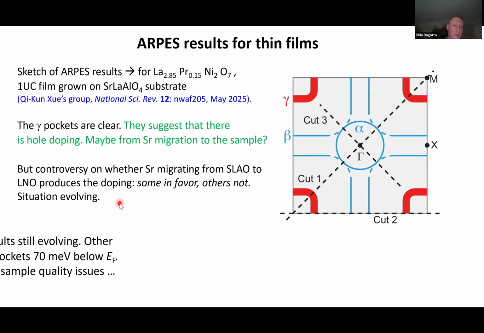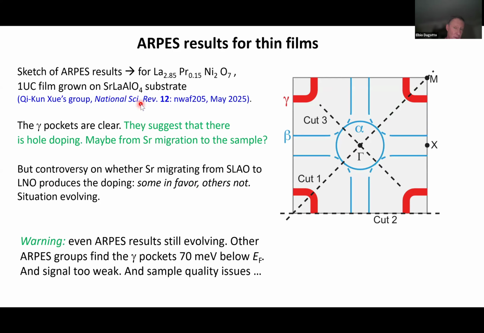While these experiments using ARPES show the gamma pocket, they had to tune the size of the gamma pocket with doping, but they already saw it early on in their theory component. Turns out that there are ARPES experiments that find the gamma pocket 70 meV below the Fermi level.